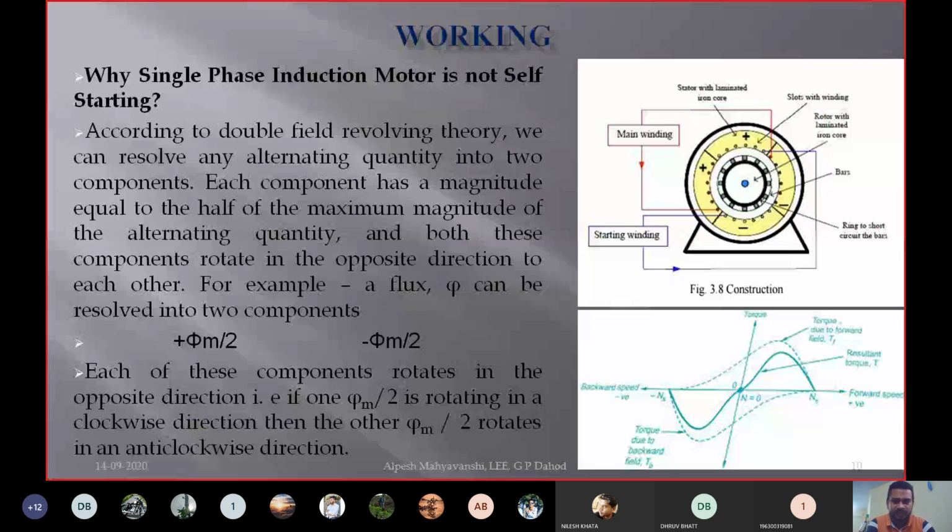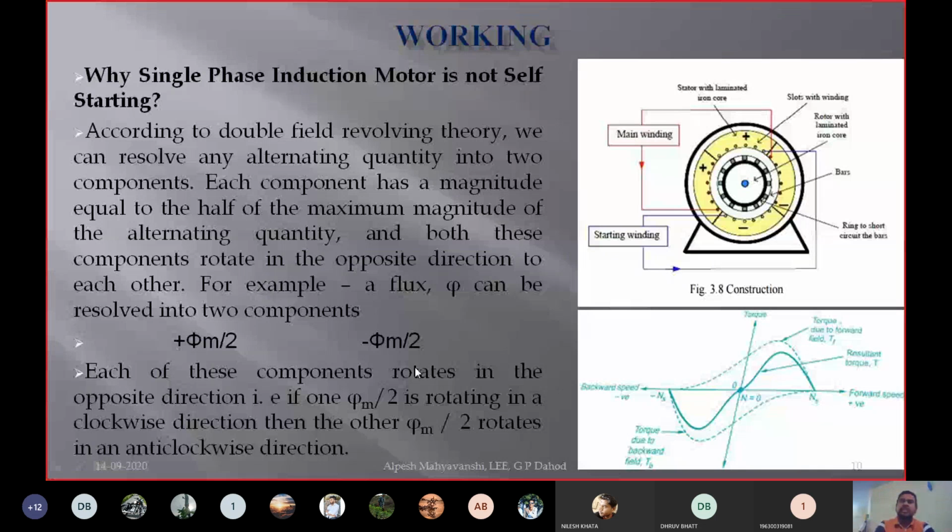Each of these components rotates in the opposite direction. Here we have written plus phi m by 2, which means it rotates in a clockwise or positive direction. The second is minus phi m by 2, which means it rotates in an anti-clockwise direction, or we can say the direction is negative. That's why plus phi m by 2 and minus phi m by 2 are written.